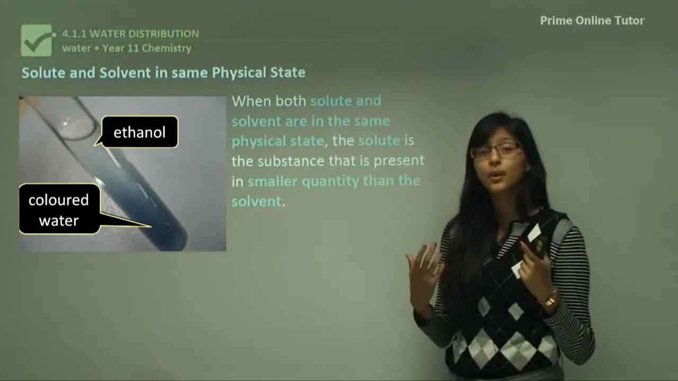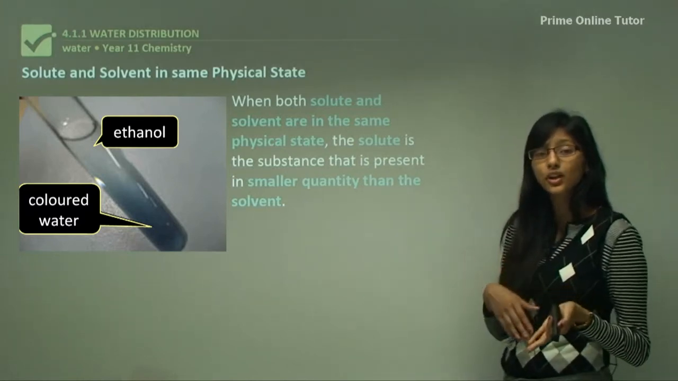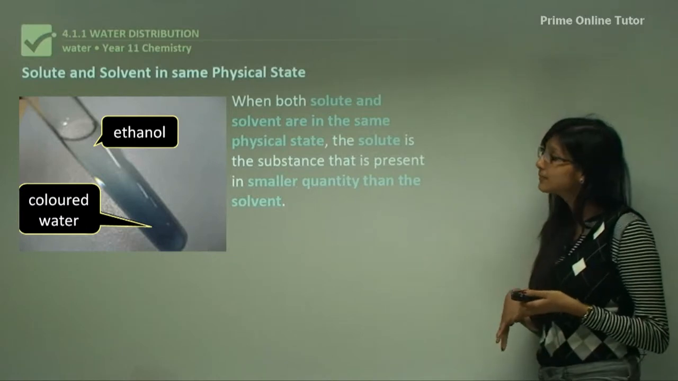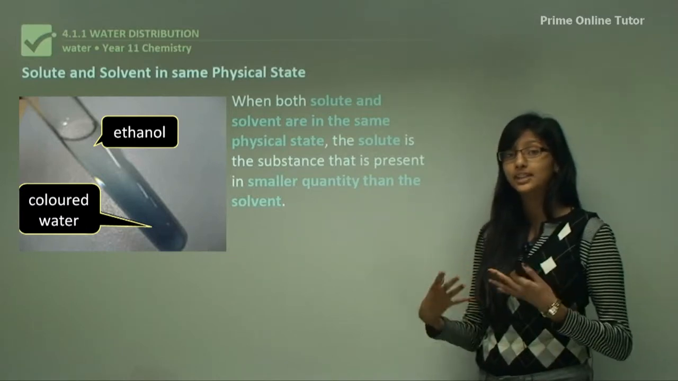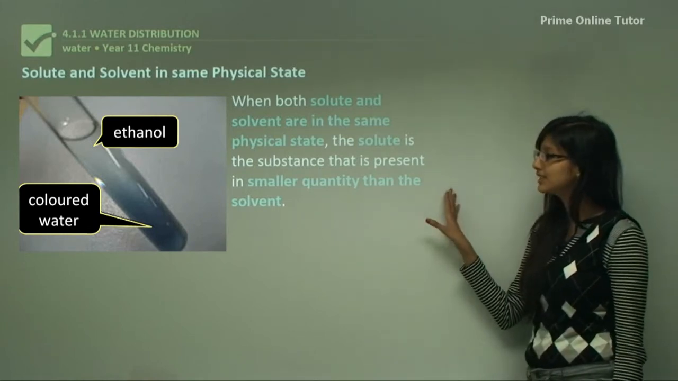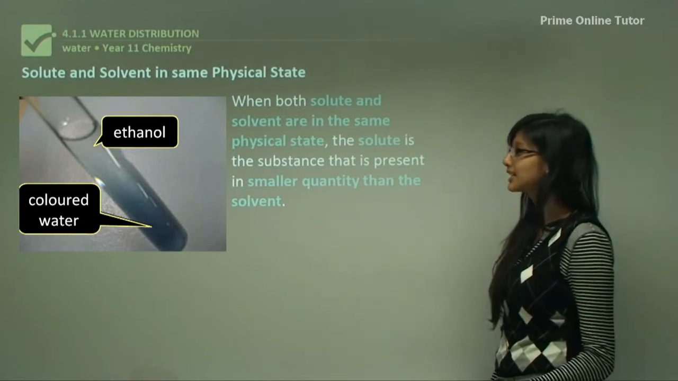Now, when both of them are in the same state, how can we tell whether it's a solute or a solvent? That's what we will look at in this part. When both the solute and the solvent are in the same physical state, for example a liquid state, the solute is the substance that is in smaller quantity than the solvent. Now, what does that mean?